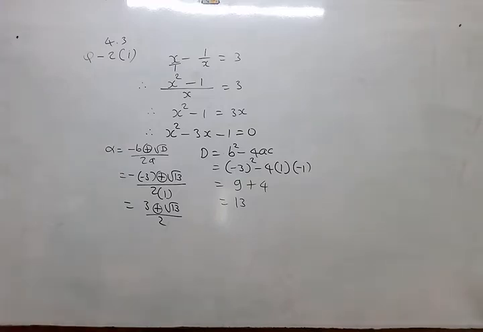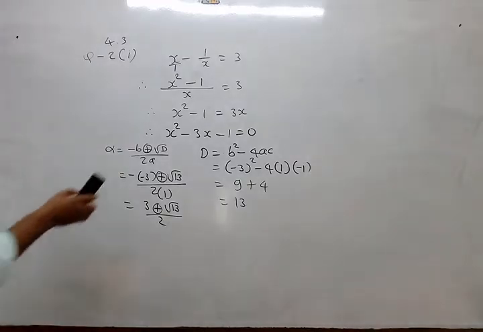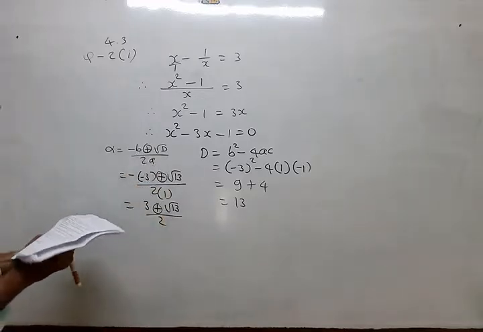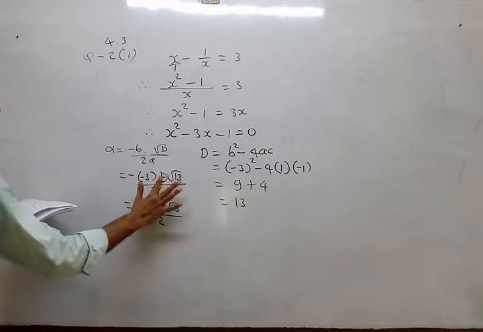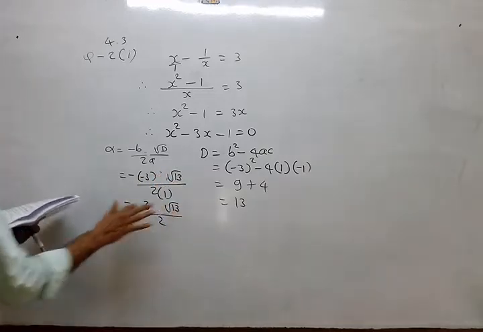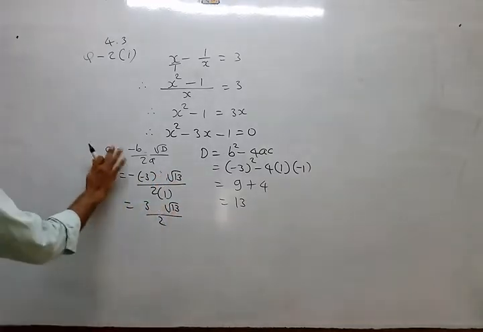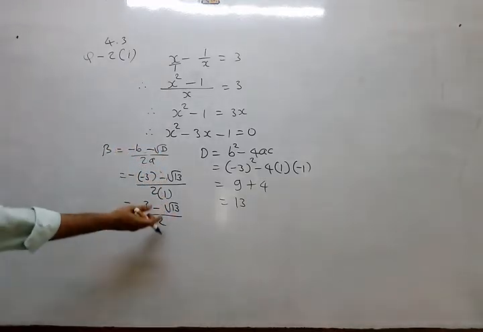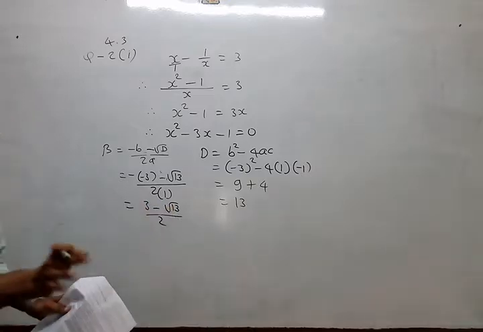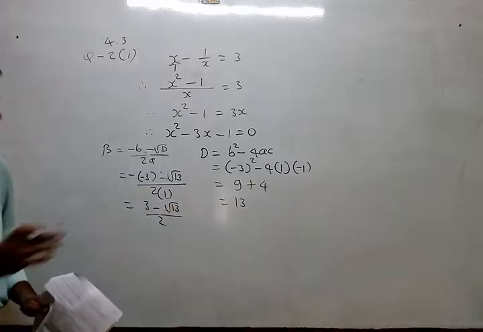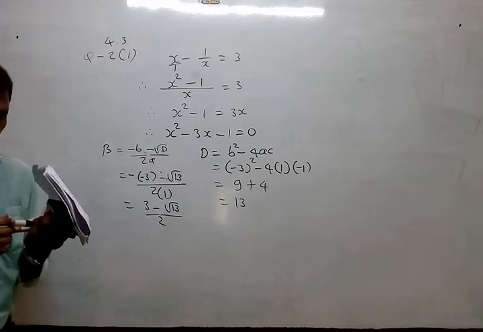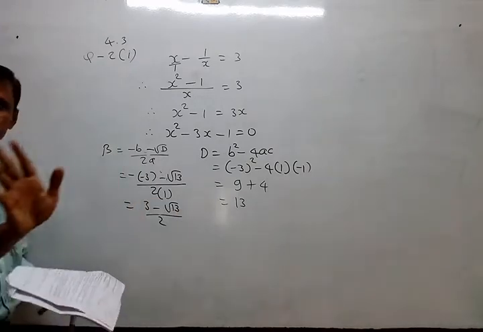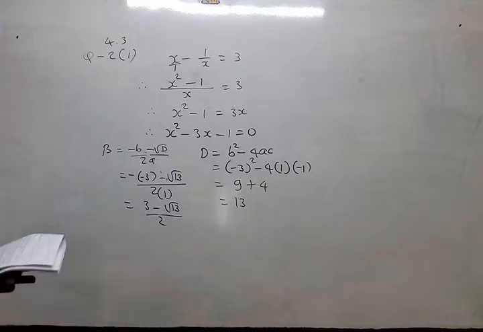Now the second one. Beta you can write yourself by making here minus, just like this. So it will be beta, 3 minus root 13 upon 2. Note that 3 minus root 13 or 3 plus root 13 cannot be simplified further, because they are unlike terms, and unlike terms cannot be added or subtracted. Understand? So don't make 3 minus 13 equal to minus 10 like this. Okay? Now look at number 2.